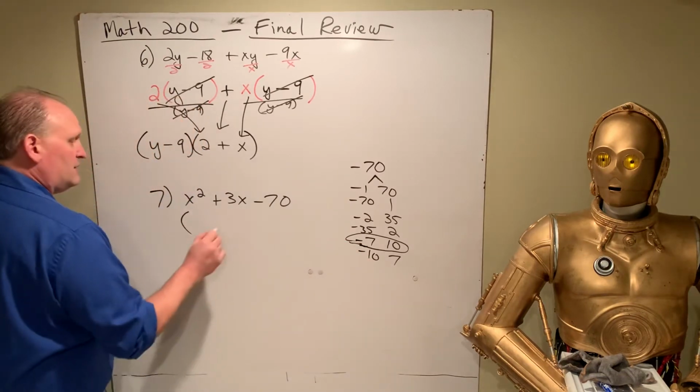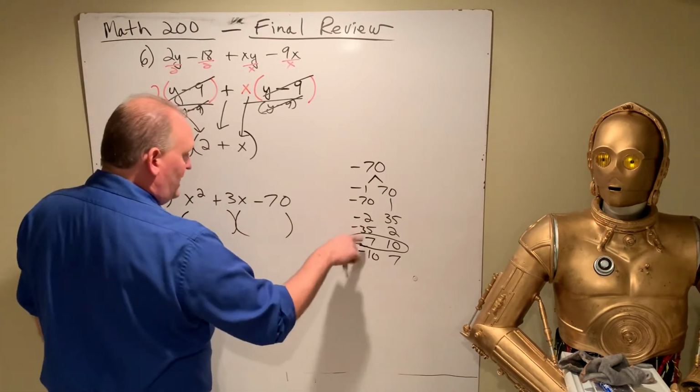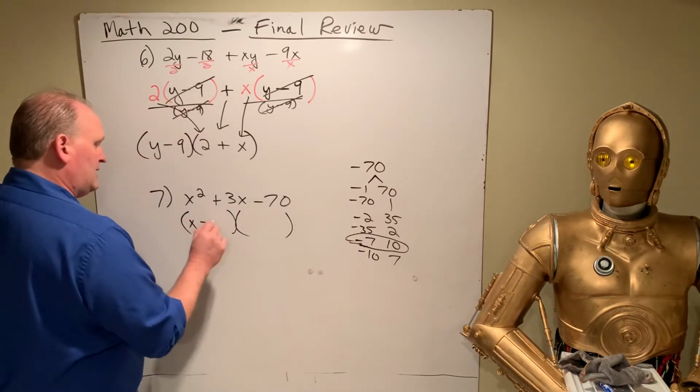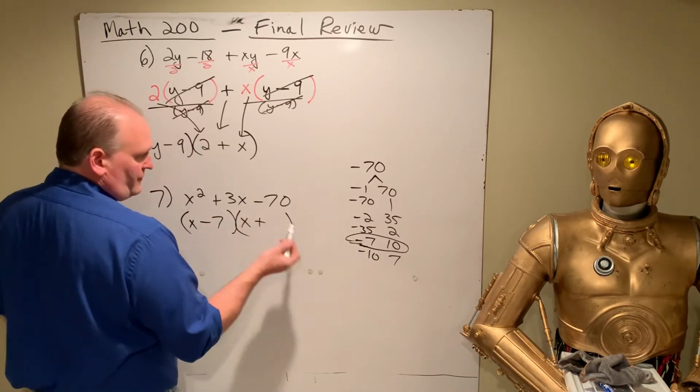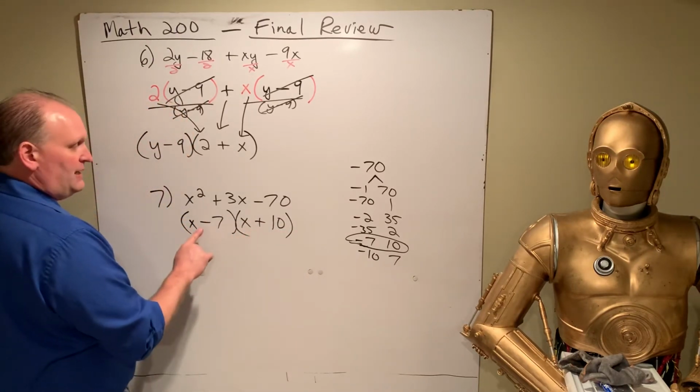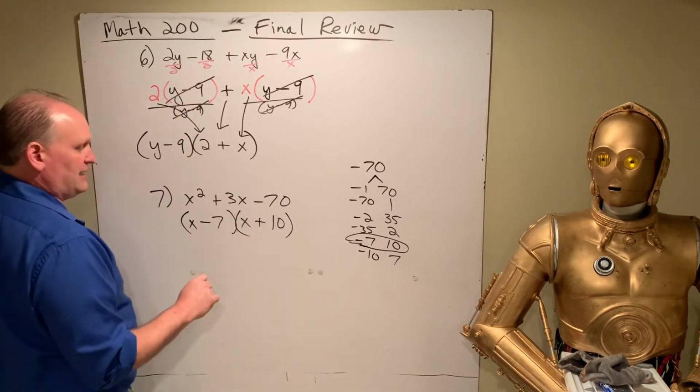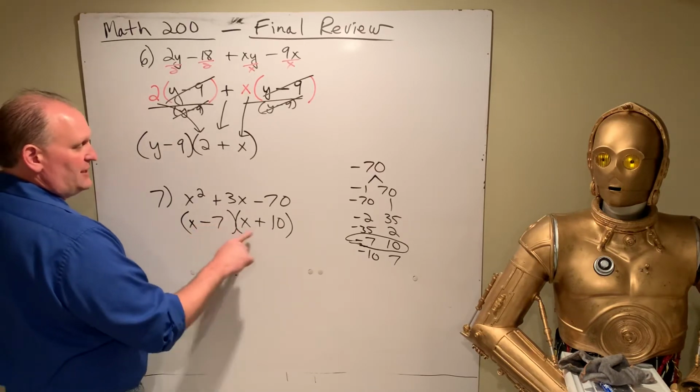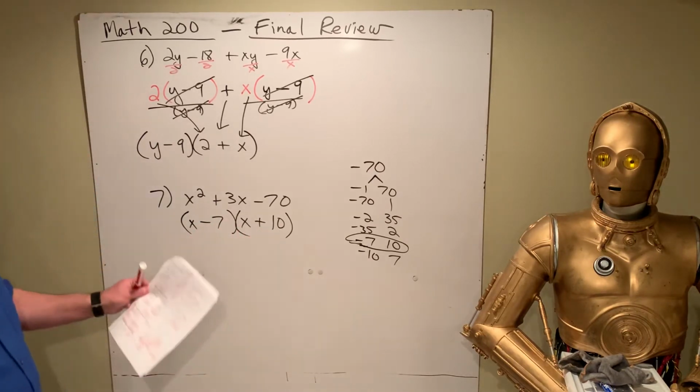Lots of students think, oh, no, it doesn't matter which one I take. In this case, it does matter which one has the negative on it. If they're both positive or both negative, then it doesn't matter. Now, order doesn't matter. It doesn't matter if you write x plus 10 first and x minus 7 second. But the negative has to be on the 7 and the plus has to be on the 10. And there we have it factored.